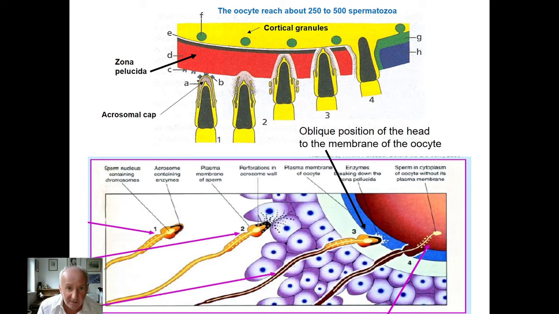You see the zona pellucida, this is the red. You see the membrane of the oocyte. You see the acrosomal cap, and here the enzymes are hidden in the acrosomal cap. Here are 23 chromosomes.